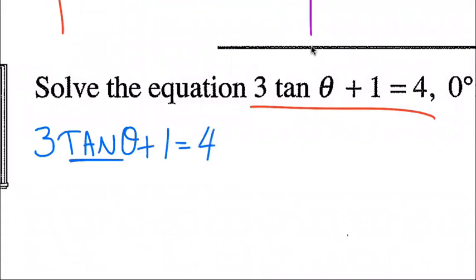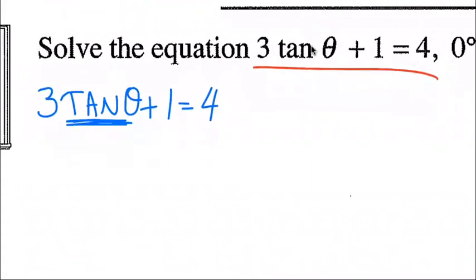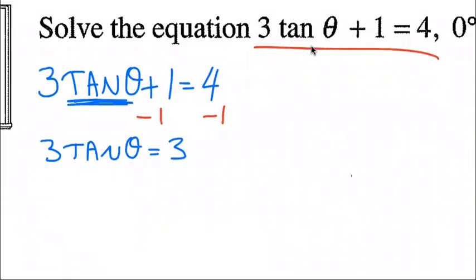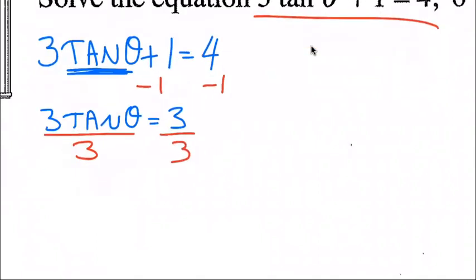3 tan theta plus 1 is equal to 4. We really need tan theta by itself. So I need to subtract 1 from both sides. That gives me 3 tan theta is equal to 3. And then I need to divide by 3 on both sides. These will cancel. Tan theta is equal to 1.